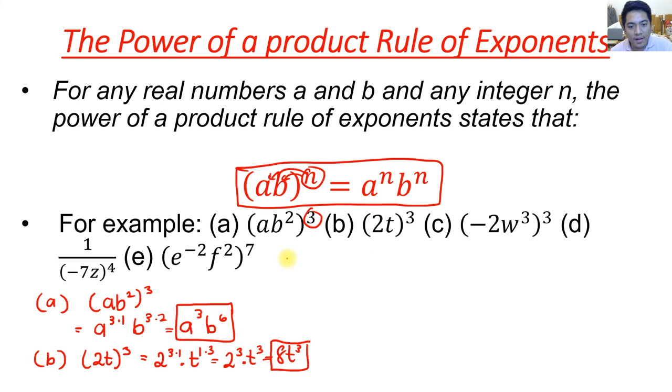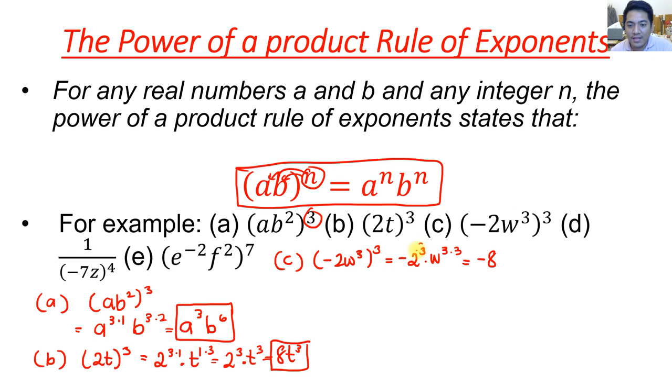So for letter C, we have (negative 2w) cubed. So you have negative 2 cubed, and you have w cubed, times cubed. So that would be negative 8. Negative 2 times negative 2 is positive 4, times negative 2 is negative 8.